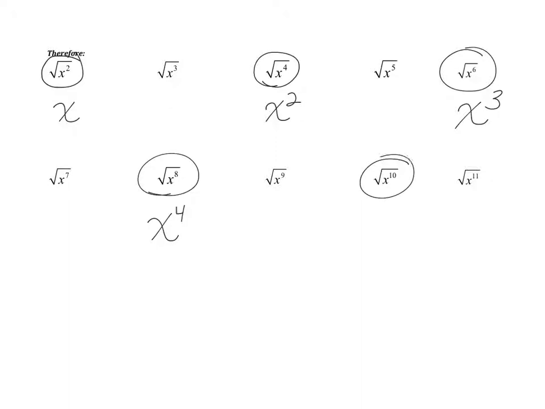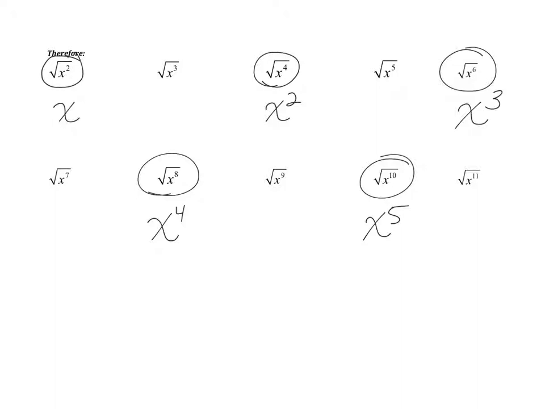The square root of x to the fourth is just going to be x to the second. The square root of x to the sixth is just going to be x to the third. The square root of x to the eighth is just going to be x to the fourth. And the square root of x to the 10th is just going to be x to the 5th. So basically, when we're finding the square roots of variables with exponents, you're just dividing the exponent by 2.